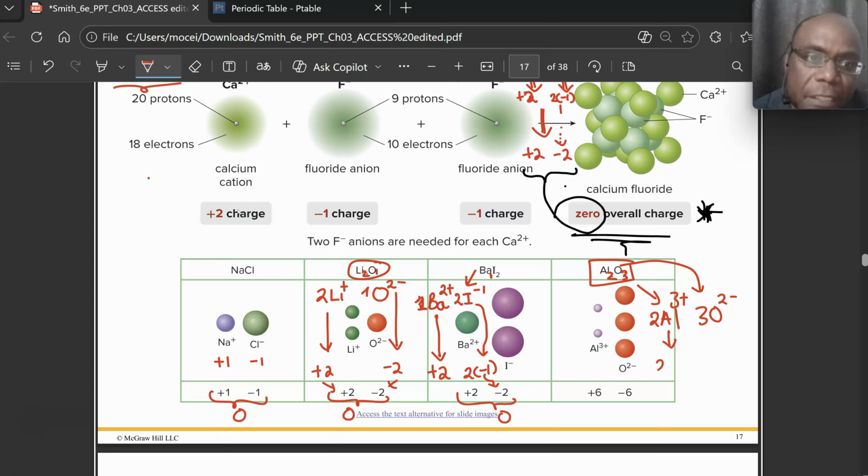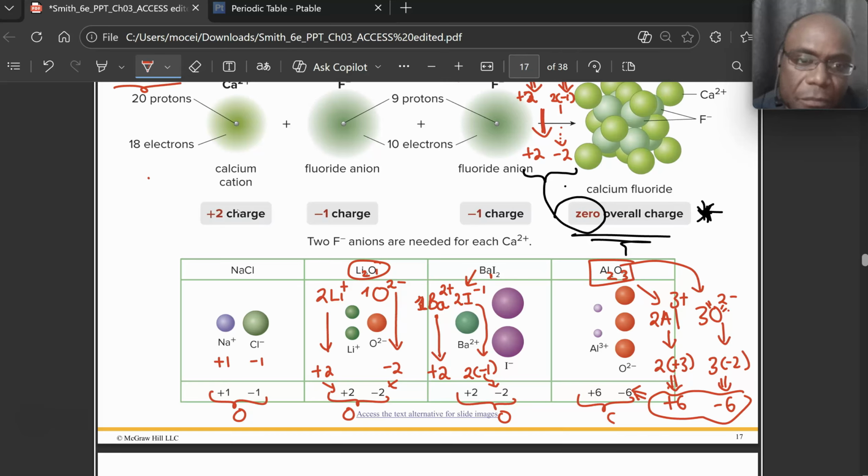The overall charge here will be 2 times +3. The overall charge for oxygen will be, that's an O, it's not 30, the overall charge from the oxide will be 3 times -2. So here, this will give me +6. This will give me -6. This is how these numbers were found. And so you're going to get the overall charge here to be 0.